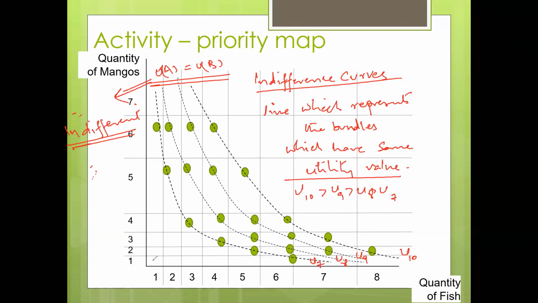And one other logic is, the higher the orbit, the farther it is away from zero. So you can notice that this line has more distance as compared to this line, as compared to this line, as compared to this line. So the farther away the line is, the higher the utility that it might give. So the customer will prefer the line which is away. So this is the priority map.